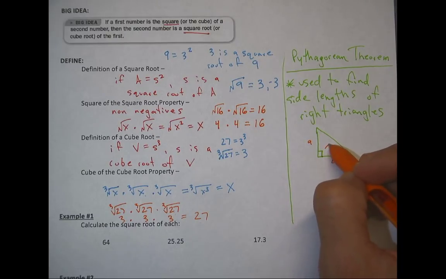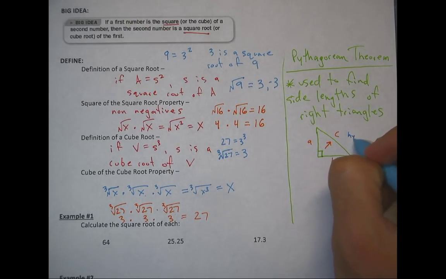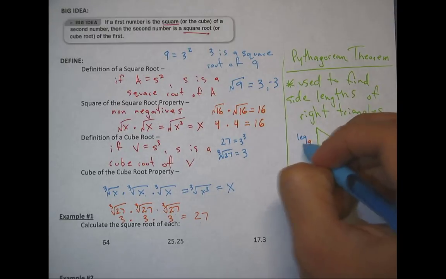And the third side that is actually across from that 90-degree angle, we're going to call that C. And that's called your hypotenuse. So that's important. We're going to label that. So C is your hypotenuse. B is a leg. And A is a leg.